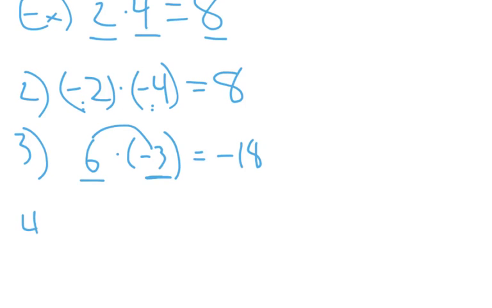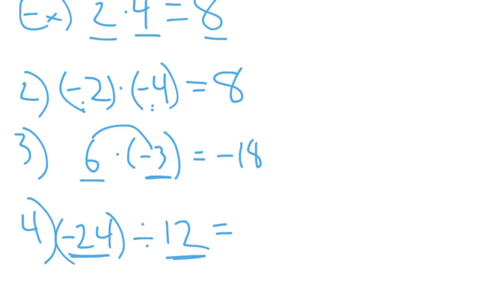Same applies for division. Let's say we had -24 divided by positive 12. You're looking at the signs. I see 2 different signs, negative, positive. And so negative is going to be the answer. Then I just do the division. 24 divided by 12, -2.